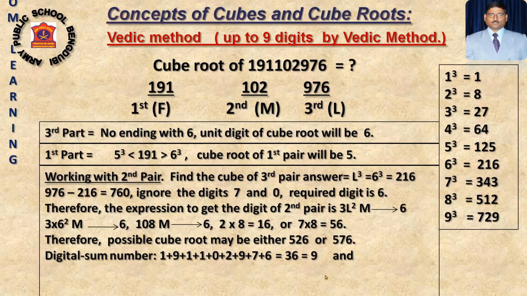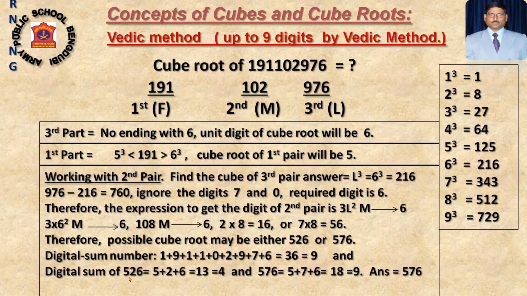So in the first case, what is the digital sum of this answer? 5 plus 2 plus 6 is 13. Again you add the digits, only the one digit answer, it will be 4. So not satisfying the given number 9. And now here you add 5 plus 7 plus 6, I am getting 18. 18 again you add, I am getting 9. So it is satisfying the given number 9. So your correct answer will be 576. The cube root of this big 9 digit number will be 576.